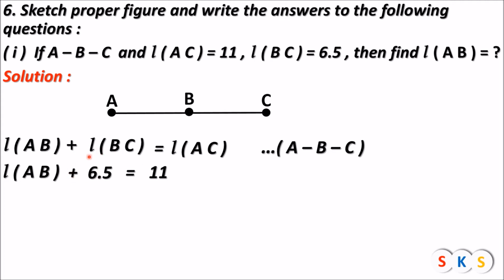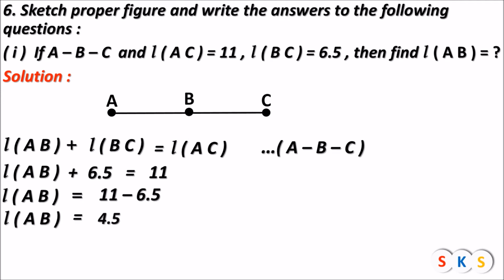Now we will shift 6.5 to the other side of equal to. The sign of this number will change since we are shifting 6.5 from the left hand side to the right hand side. So we will get length AB equals 11 minus 6.5. Length AB equals 4.5. So your length AB equals 4.5.